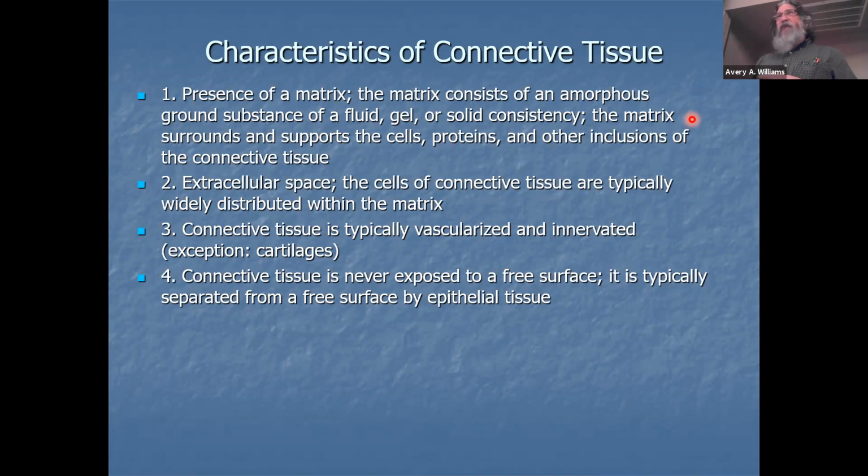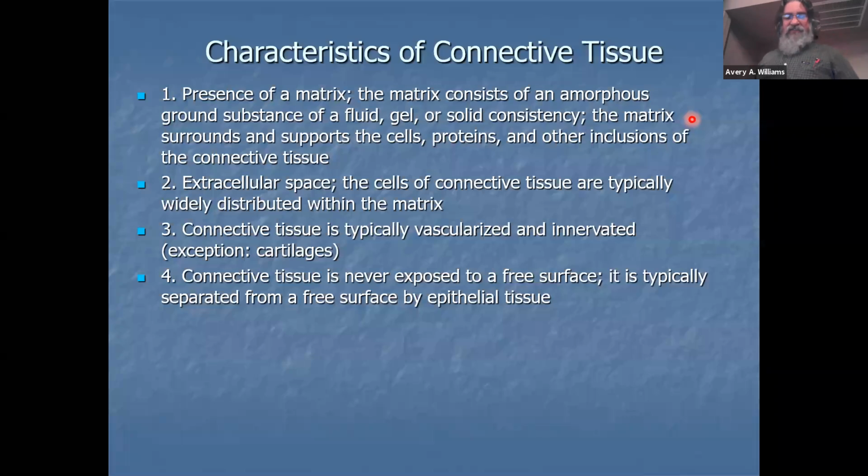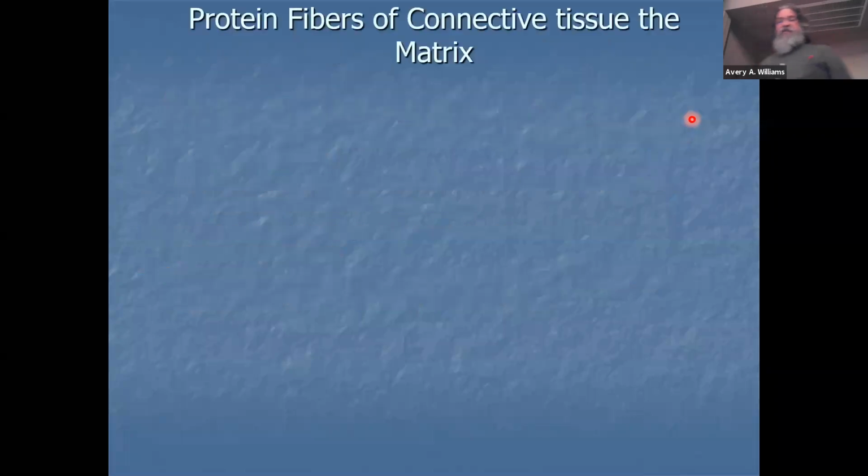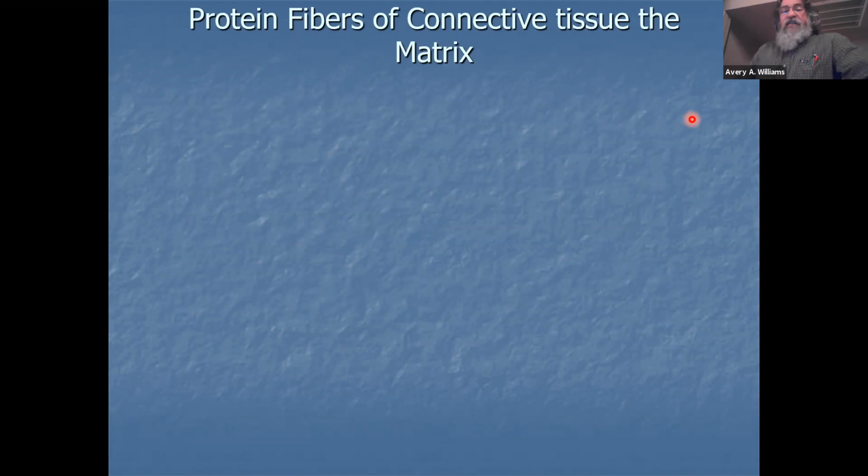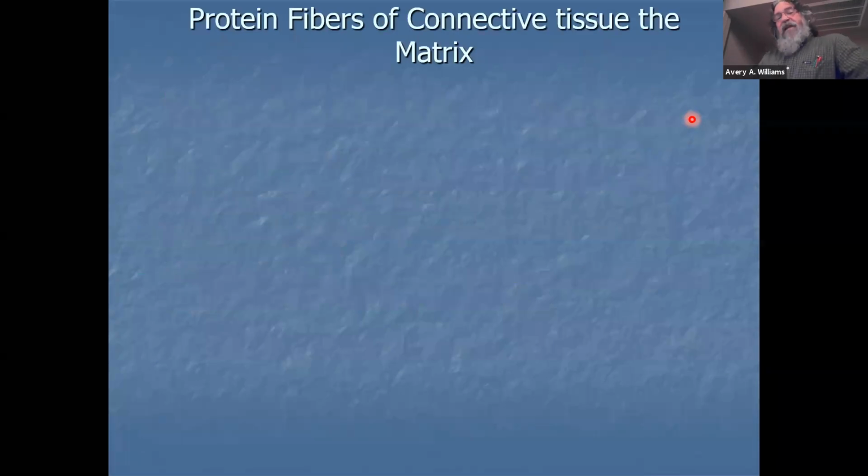You typically won't have connective tissue at an opening or free surface, or adjacent to a duct or a cavity or something like that. So that's not going to happen, because epithelial tissue fits that position. Okay.